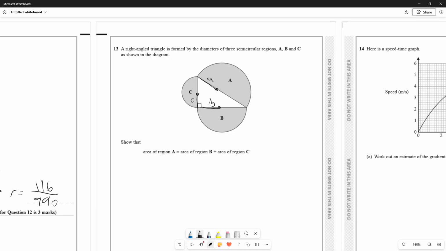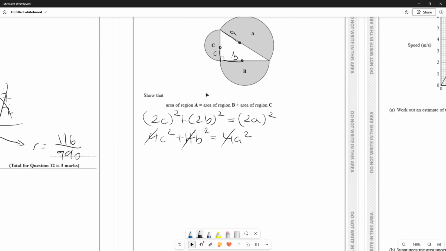By the Pythagorean theorem, we immediately can figure out an expression for a in terms of c and b. So if we have 2c squared plus 2b squared, that will be equal to 2a squared. Yes, because we have to multiply each radius by 2 to get the diameter, and then apply Pythagoras. So we have 4c squared plus 4b squared equals 4a squared. To get rid of the 4, it didn't really need it, but it's good to show your working out. Then we have a squared equals b squared plus c squared.